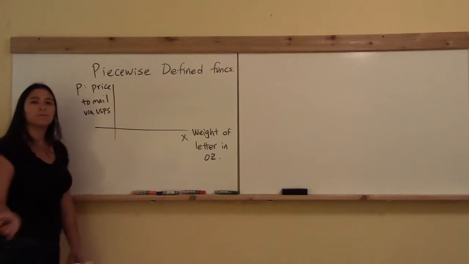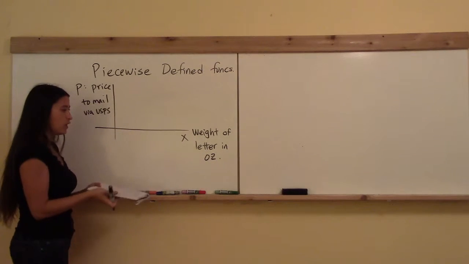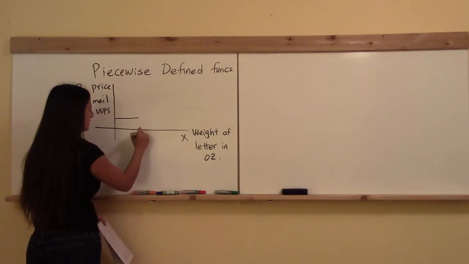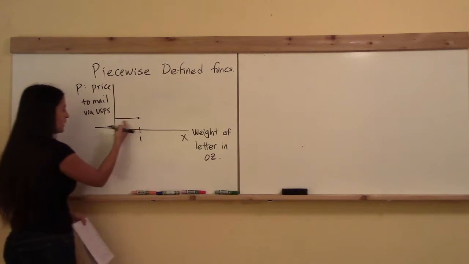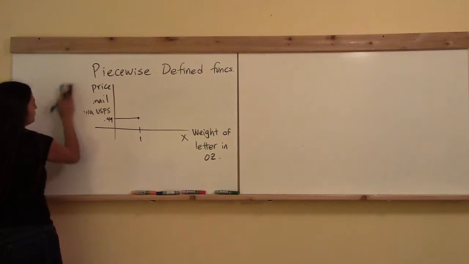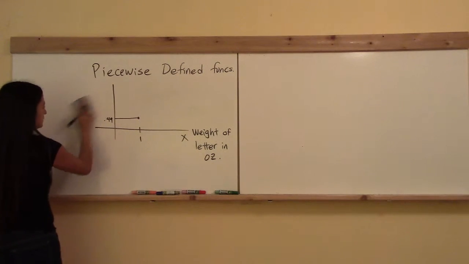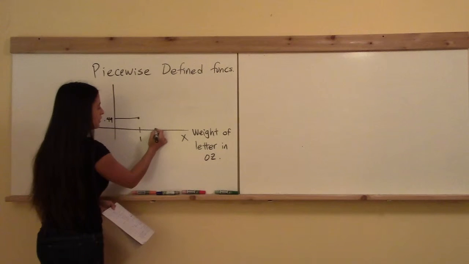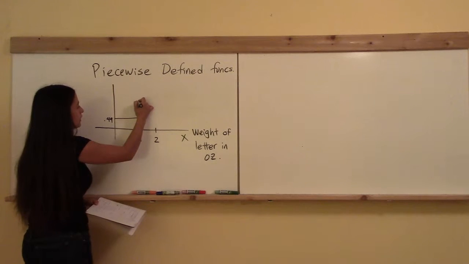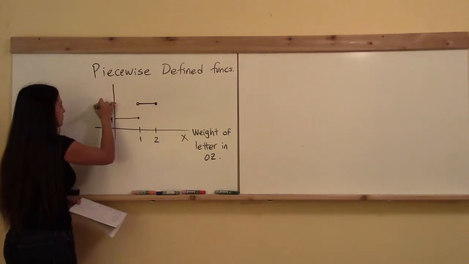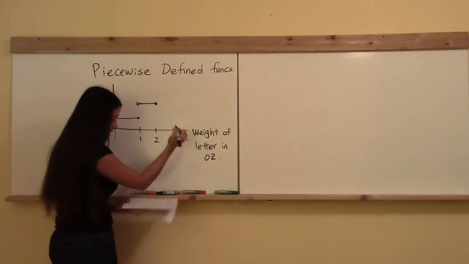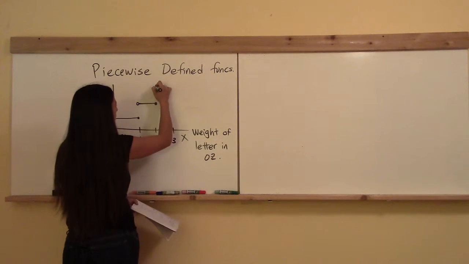I looked it up and it said, well, if your letter is 1 ounce or less, it's going to cost you 49 cents. So if your letter is 1 ounce or less, it's going to cost you 49 cents. Oh, P is the price, but I want to use this for the Y values now. Then it says if your letter is more than 1 ounce, up to 2 ounces here, then it's going to cost you 71 cents. Then if your letter is between 2 and 3 ounces, it's going to cost you 93 cents.